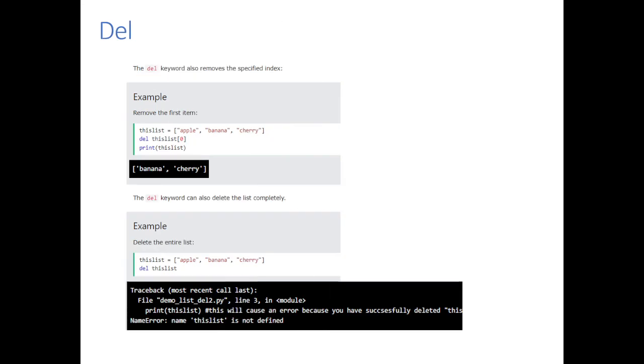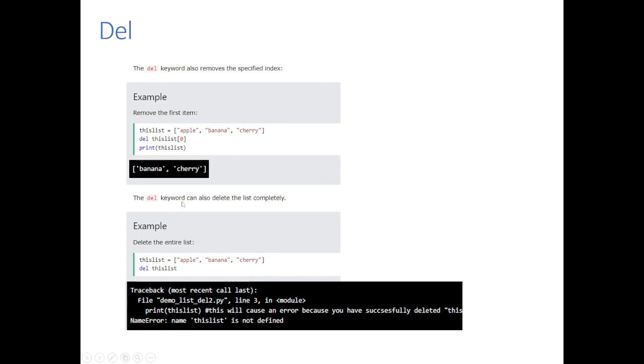Del. The del keyword also removes a specified index. To remove the first item, this list equals apple, banana, cherry. So del this list. This is not a function, it's actually a keyword. That's why del and then this list 0. This will remove the first item. Print this list, we have banana and cherry.